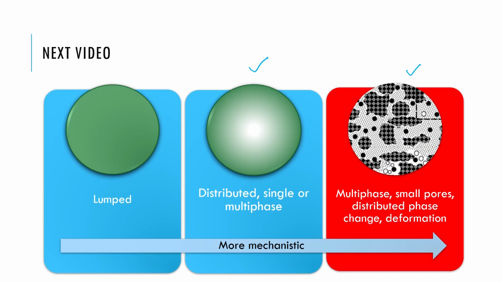However, there is no free lunch. When we go to less complex models, ignore some physics or approximate some other physics, that kind of a model will not give the same level of insight into the drying process.